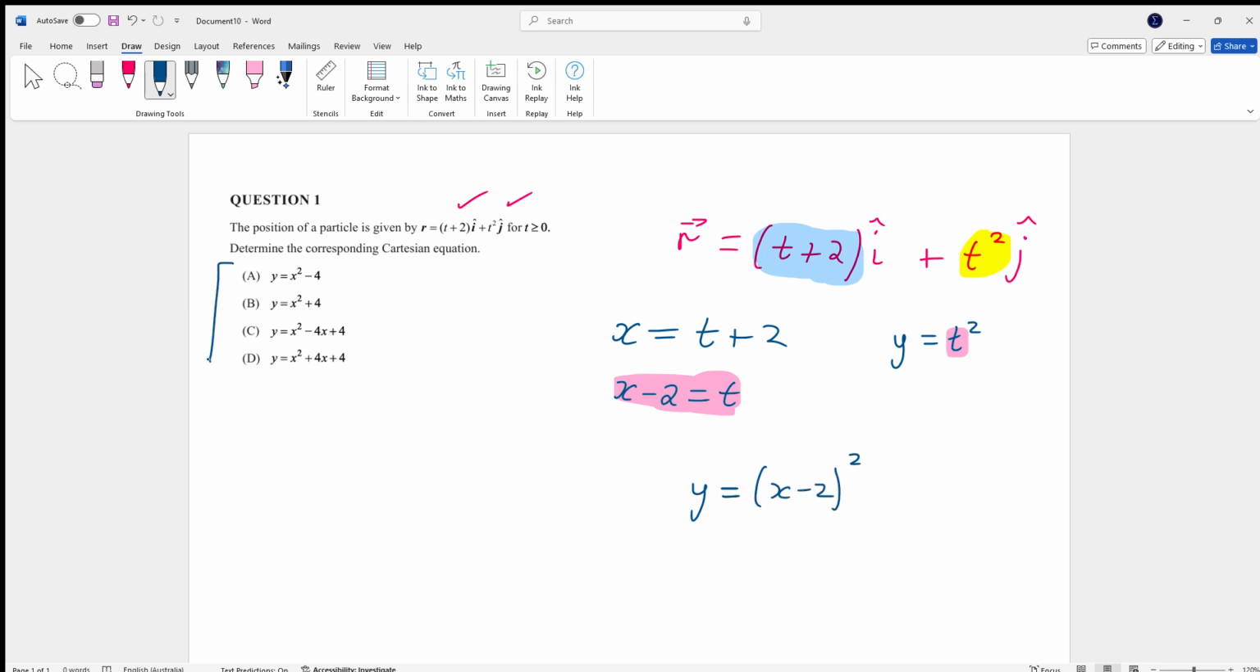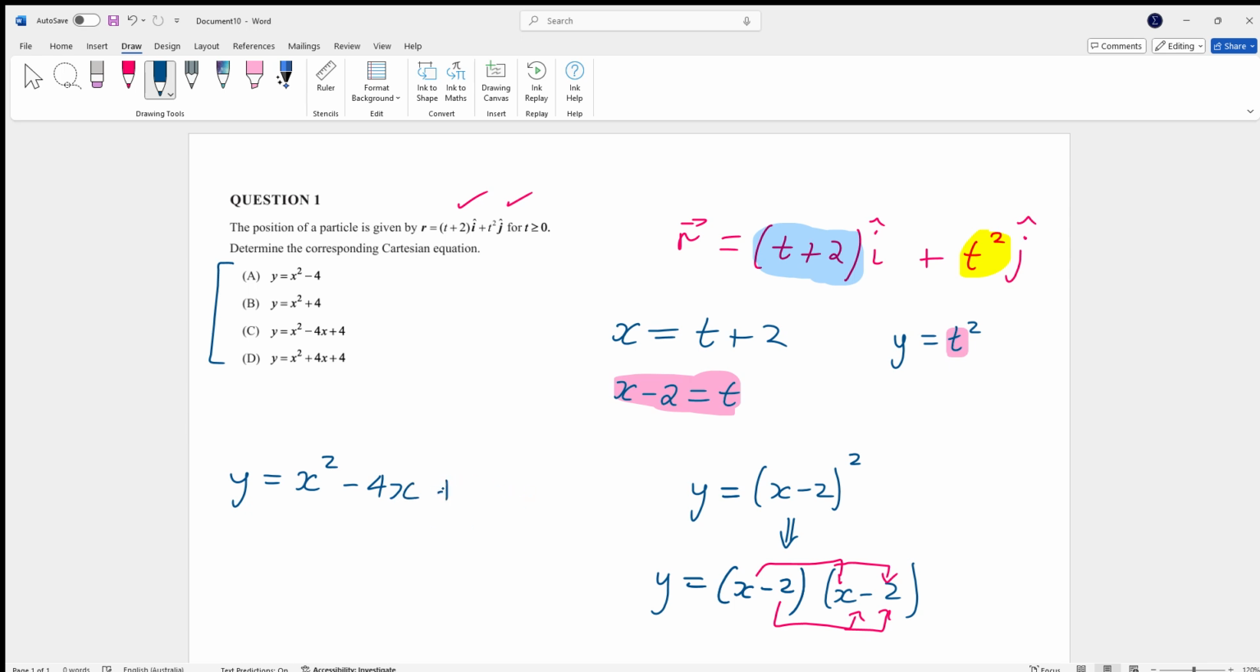Now we can see the options are all written in expanded form, so we're going to have to expand this as well. This is the same as x minus 2 times itself. So x times x gives you x squared. We're going to have negative 2 times x appearing twice, so you have minus 4x. And then minus 2 times minus 2 gives you positive 4. So y equals x squared minus 4x plus 4, and the correct answer here is going to be C.